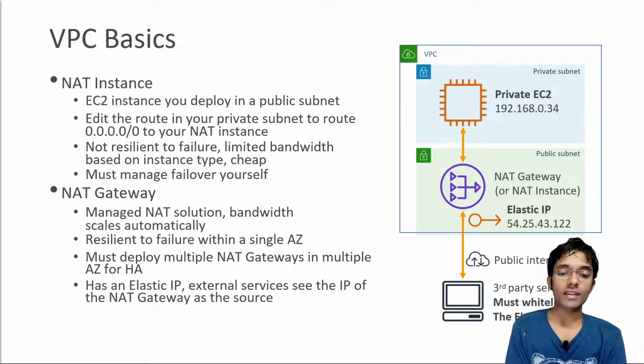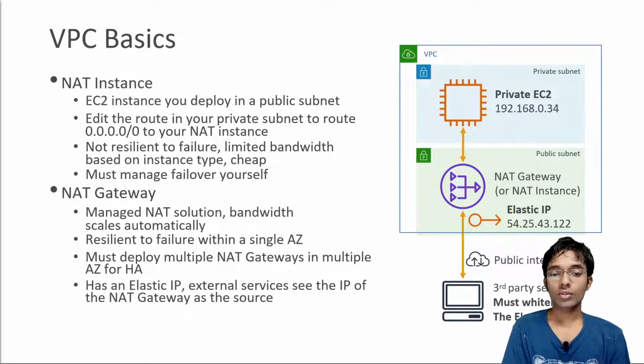So now, as I said, there is an elastic IP attached to your NAT gateway or NAT instance, and this elastic IP is what the third-party service will see the incoming request coming from. So if you are managing the third-party service and they are asking you which IP they should whitelist to let your application talk to them, then they should whitelist the elastic IP of your NAT gateway or your NAT instance. Hopefully that makes sense.